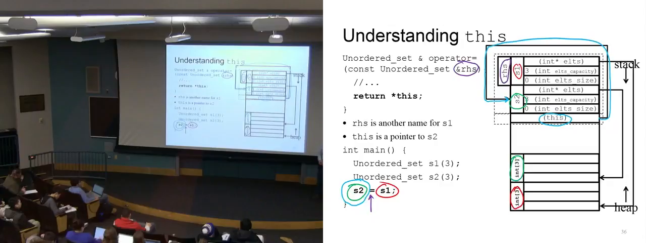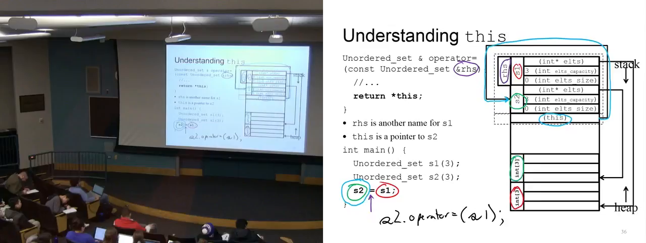So the input is always the right-hand side? The input is always the right-hand side. The input to the assignment operator is always the right-hand side. So you could think of this as S2 dot operator equal S1. Same thing. In fact, that will compile and run and get the right answer.